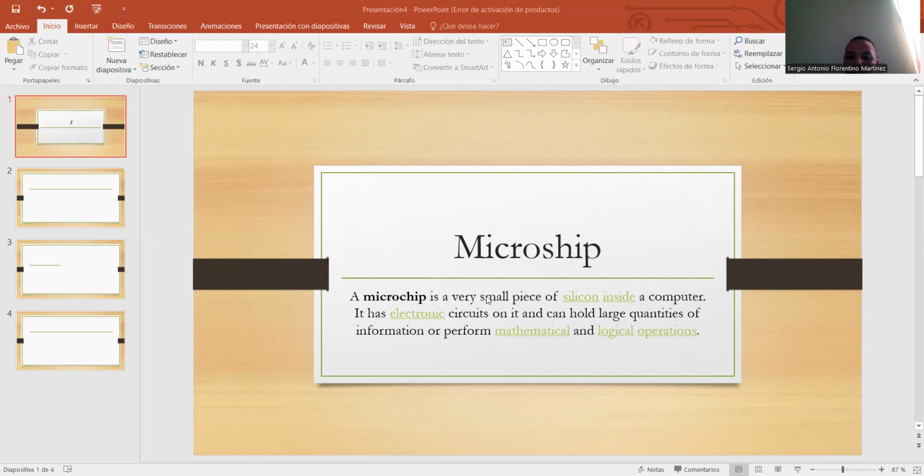A microchip is a very small piece of silicon inside a computer. It has electronic circuits and holds a large quantity of information for performing mathematical and logical operations, right? This is the meaning of the microchip.